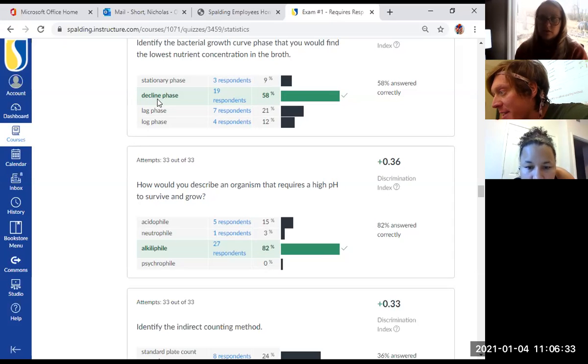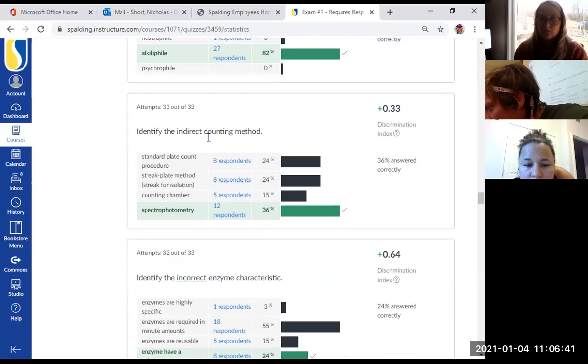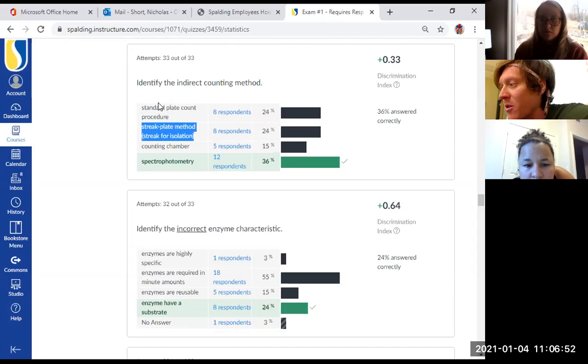Lowest nutrient concentration, decline, right? That could also be called the death phase. An indirect counting method. Okay, so 8 people chose the streak plate method. So streak plate method is not used for counting at all. This is just to isolate a pure culture.